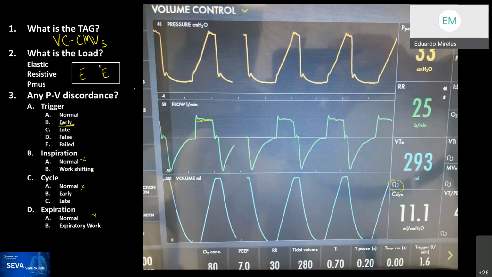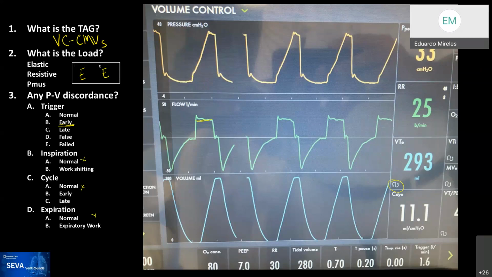And it's CMV because every breath is triggered by the machine, which immediately makes it mandatory. And set point because you set all the variables that you wanted to deliver, the tidal volume, the respiratory rate. You made a very good point regarding the load, and the load is elastic in this case.